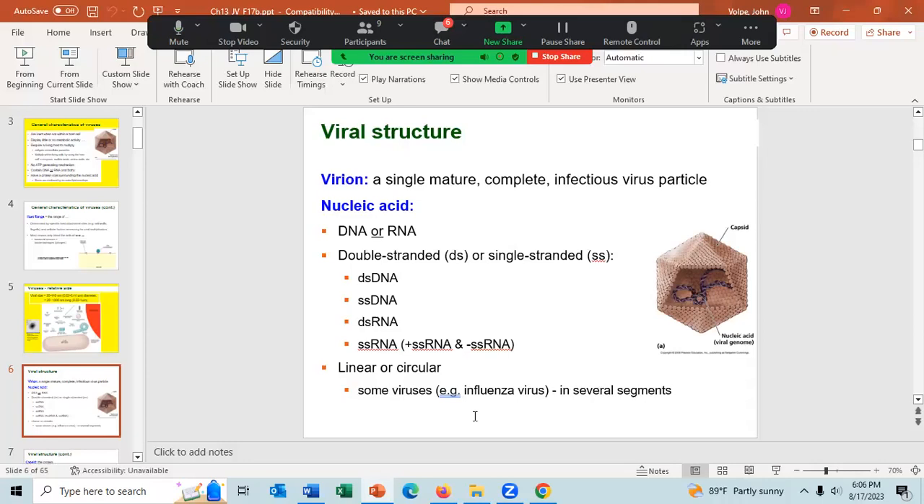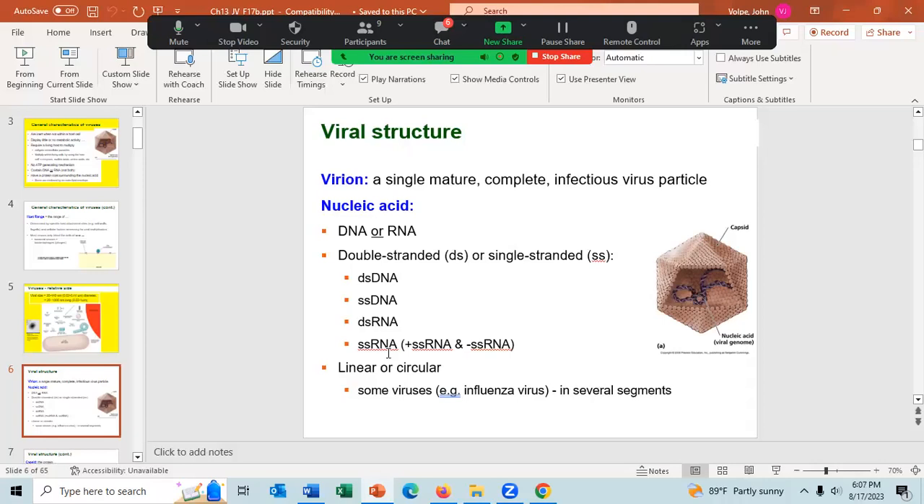The genome of viruses can be RNA, and there can be double-stranded RNA genomes for the virus. This is unheard of in our cells. Our cells have RNA, but it's never double-stranded RNA. The viral genome can also be single-stranded RNA. If we have a viral genome which is single-stranded RNA, it's important to state whether the strand is the positive single-strand RNA or the negative single-strand RNA.